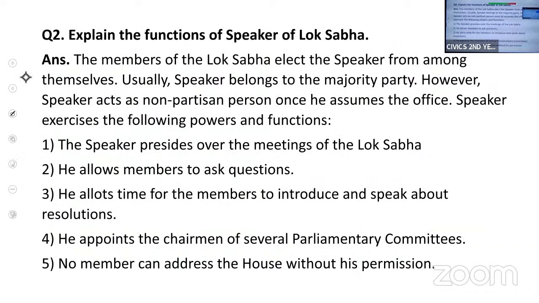Next question is Speaker of Lok Sabha. The next important question for 5 marks is Speaker of Lok Sabha. Okay. So what are the functions of the Speaker of Lok Sabha? How the Speaker is elected.